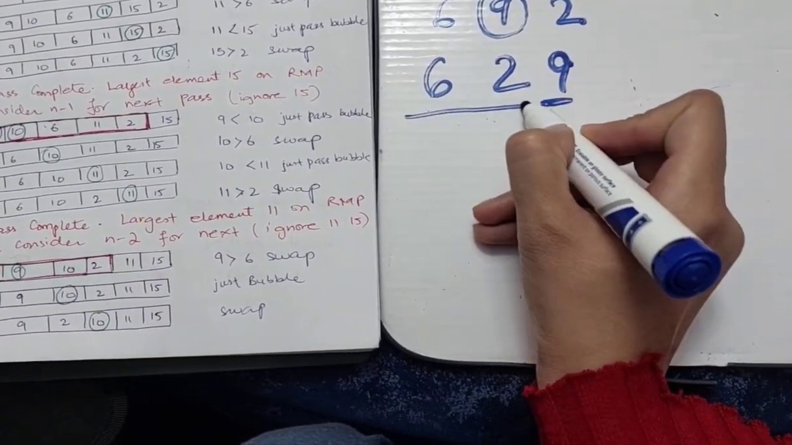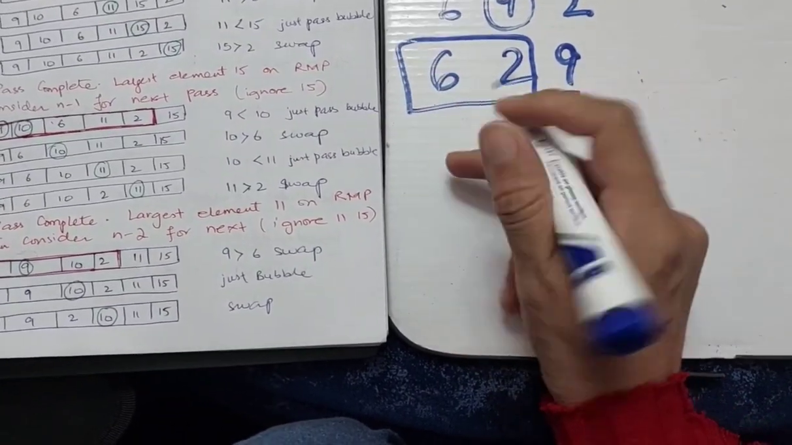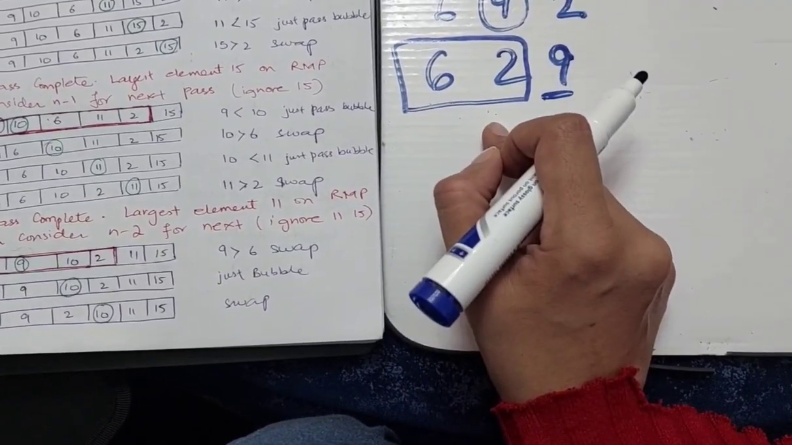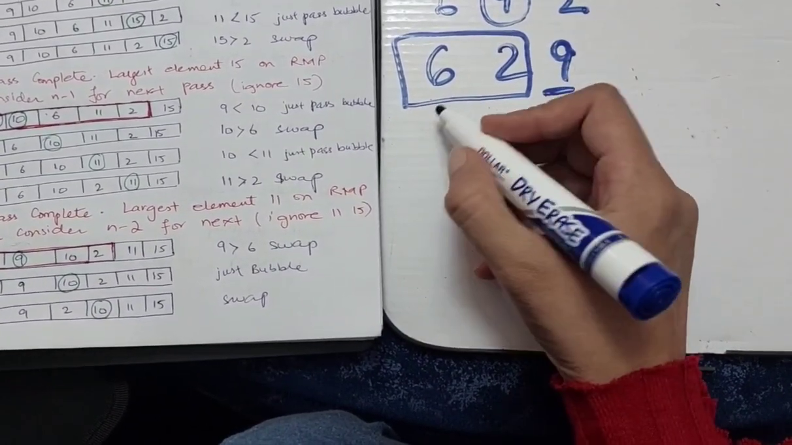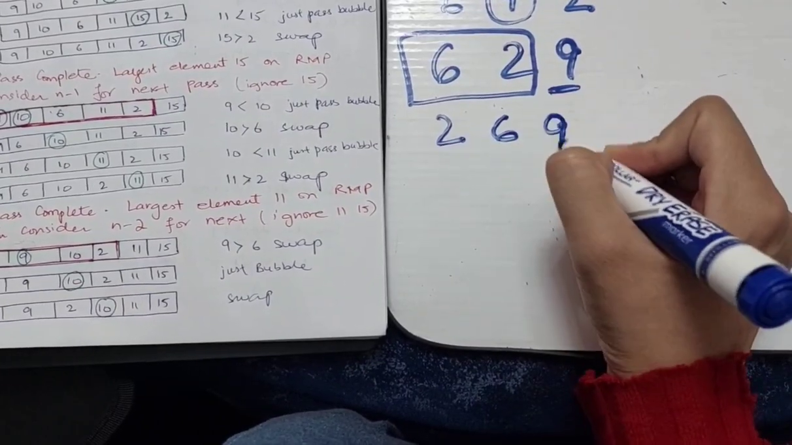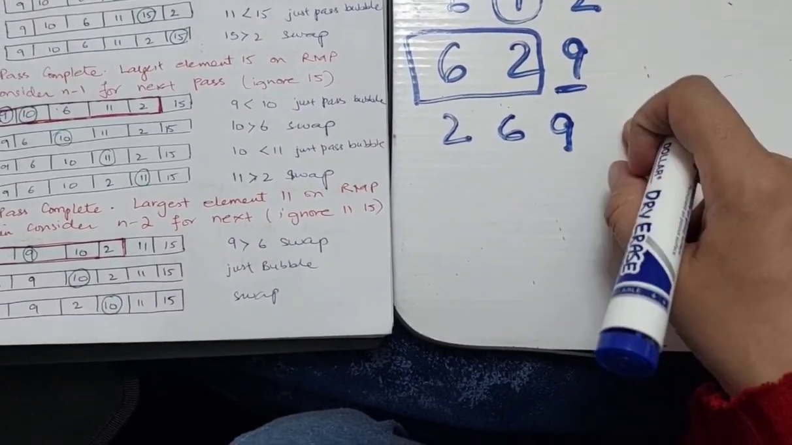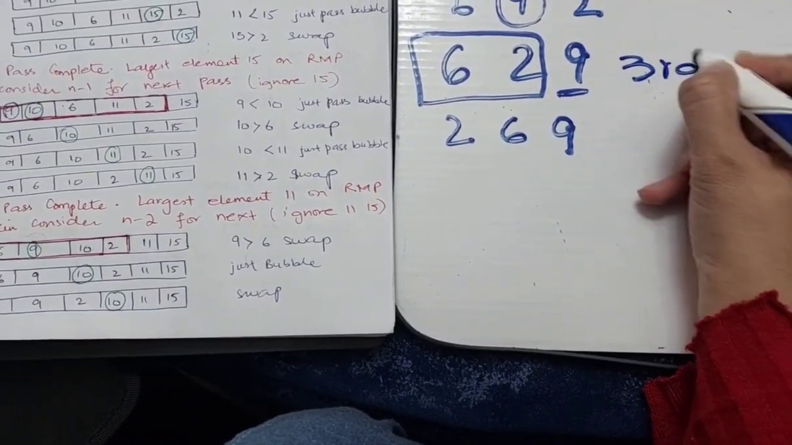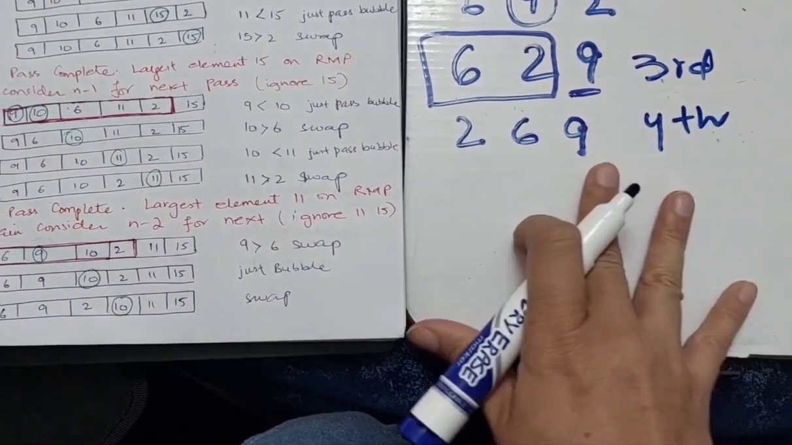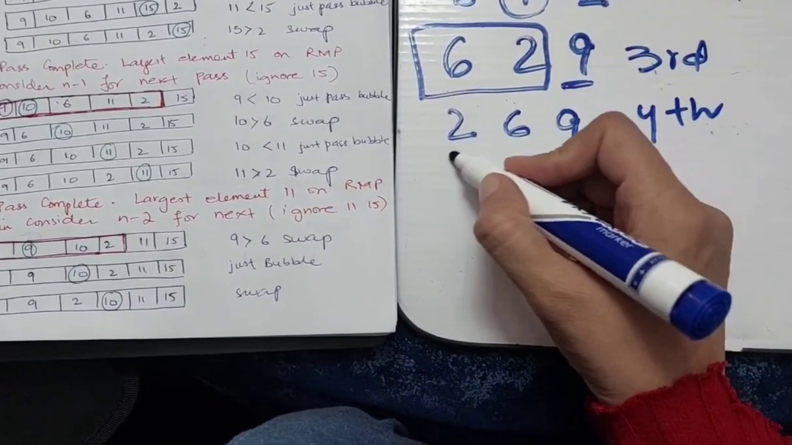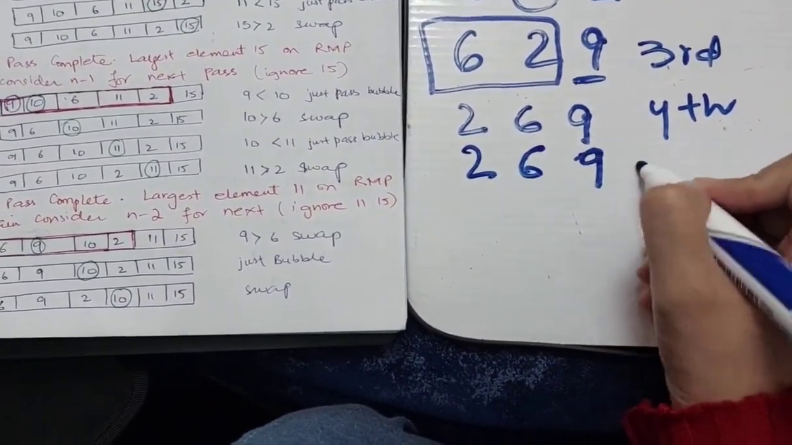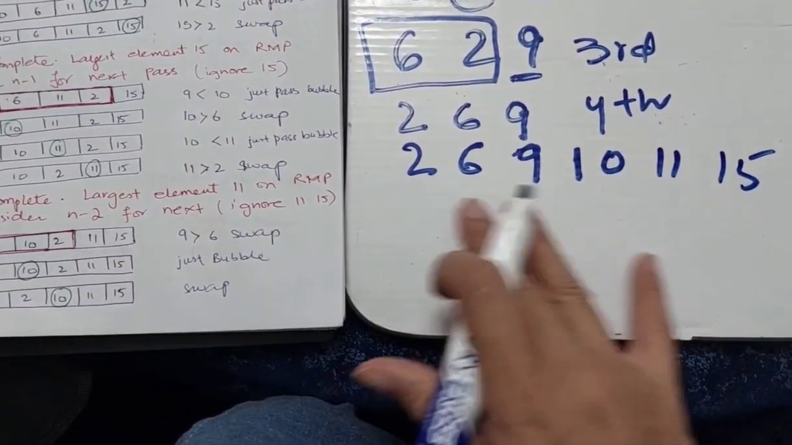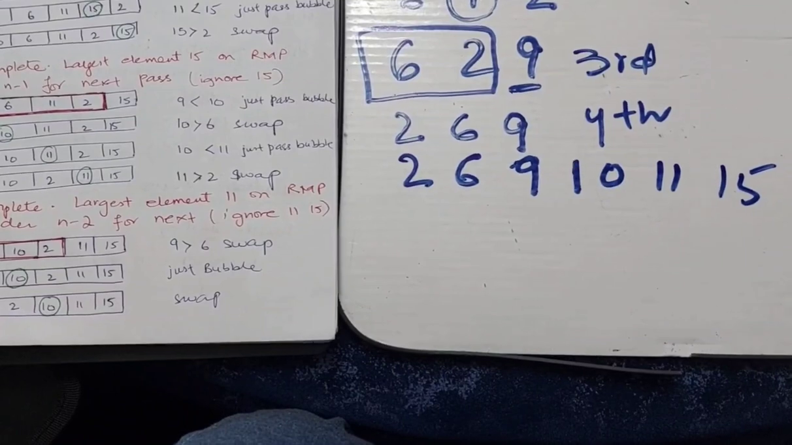In the next pass, I'm just only going to consider these two elements, and you can see that this element, the first bubble, is larger than the second element. So this means that I'm going to swap the positions. So after the completion of my third pass, and this was my fourth pass. So at the end of my fourth pass, all of my elements 2, 6, 9 and 10, 11, 15 from the previous passes, all of this array has been completed.